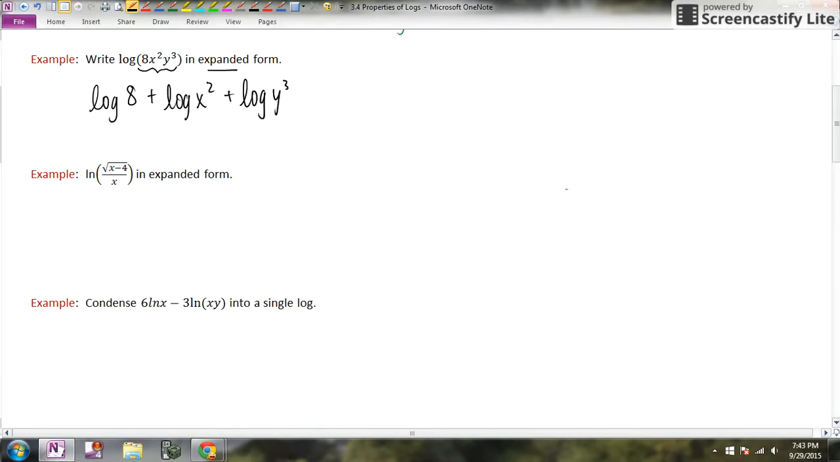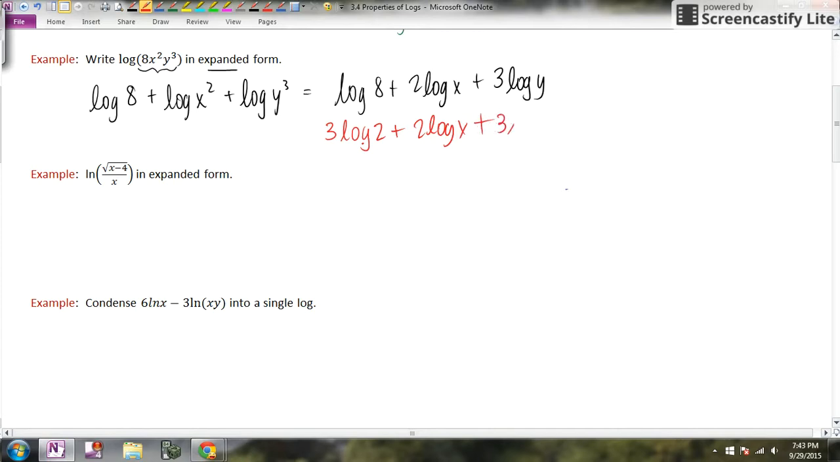Now, sometimes I will see people take the log of 8 and change it to 2 cubed. So don't be surprised, but I'm not going to, but you could. And maybe I'll show it underneath. Log of 8 plus 2 logs of x plus 3 logs of y. And like I said, I could see this one being 2 cubed would be 3 logs of 2 plus 2 logs of x plus 3 logs of y. And now you have a gorgeous expanded problem that I don't think we could expand any farther.